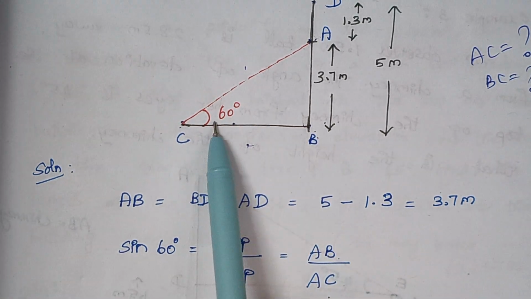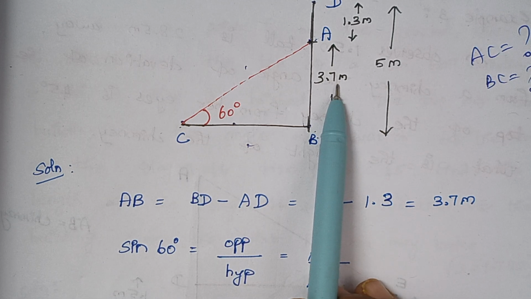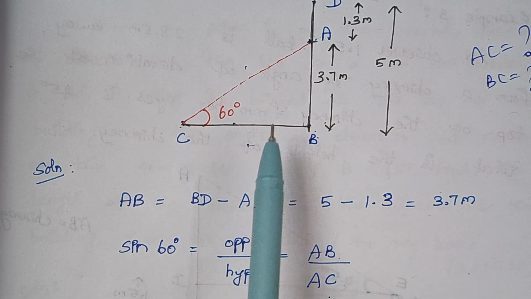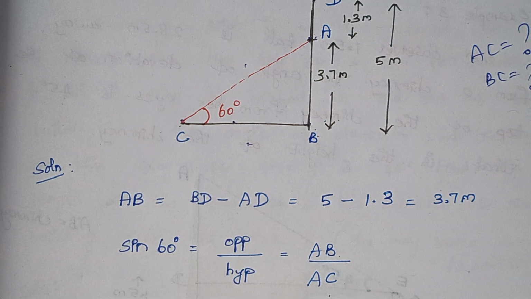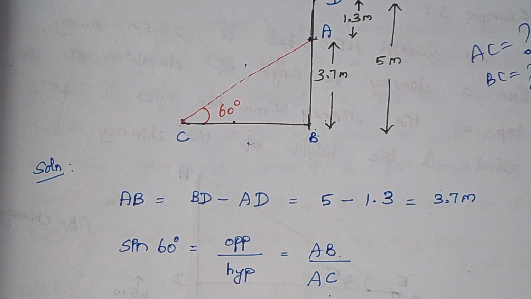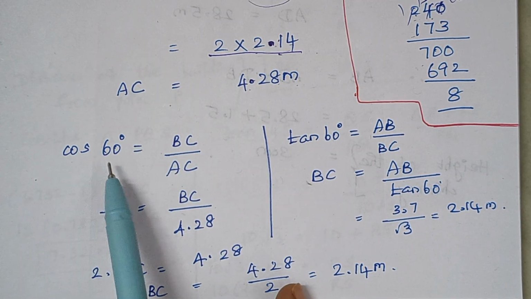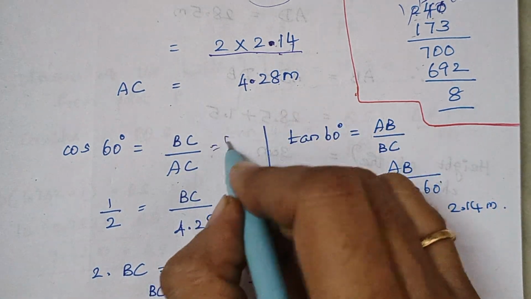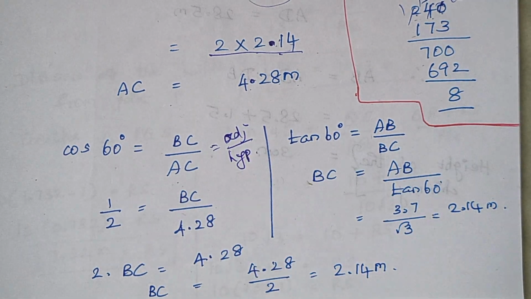For finding BC, I know the value of the hypotenuse and the opposite side, but we need the adjacent side. So you can use cos 60 or tan 60, because cos 60 is adjacent by hypotenuse and tan 60 is opposite by adjacent side. So here cos 60 is nothing but BC by AC, that is, adjacent side by hypotenuse.